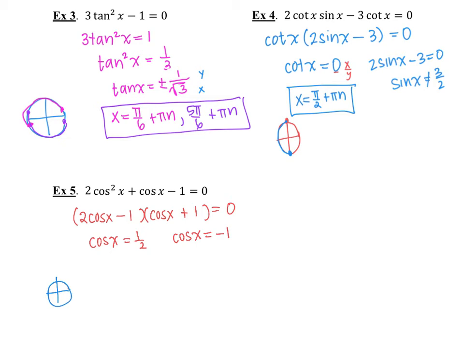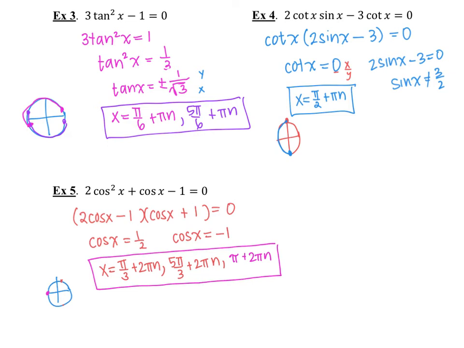Okay. Cosine's 1/2 is going to be here and here. So that is pi over 3, and because the period of cosine is 2 pi, it'll be 2 pi n. We're assuming that n is an integer. The other one, 5 pi over 3 plus 2 pi n. And then for cosine is -1, that's going to be over here, and that's the only one. So pi plus 2 pi n. Okay, and that should include all the values, including the coterminal values that satisfy that equation.